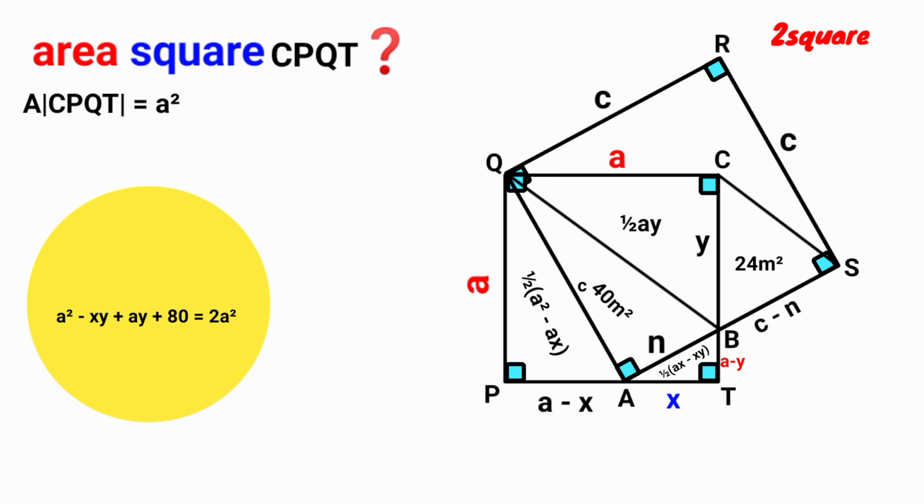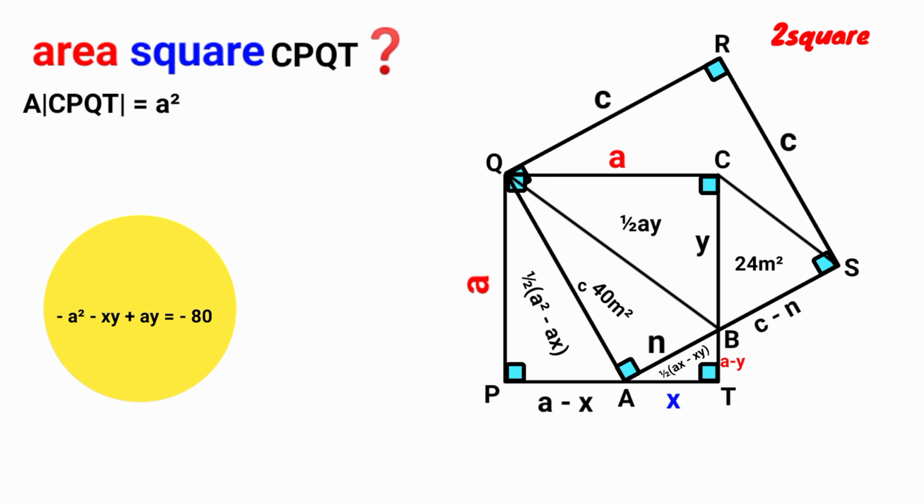Subtract 2a squared from both sides. Here 2a squared minus 2a squared is 0, while here this a squared minus this 2a squared is minus a squared. We transpose this 80 to the left. So minus a squared minus xy plus ay equals minus 80.